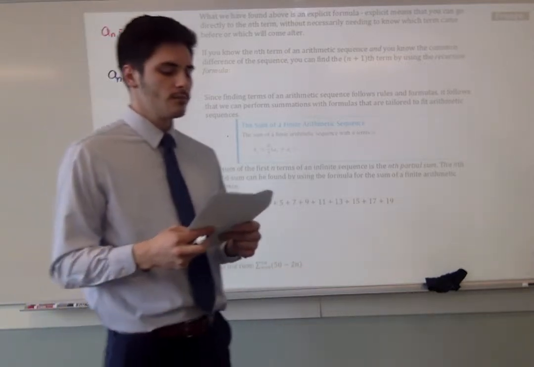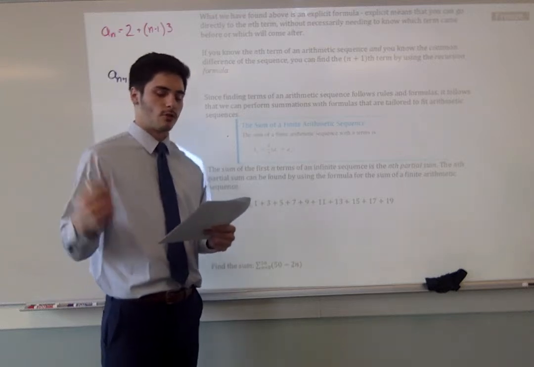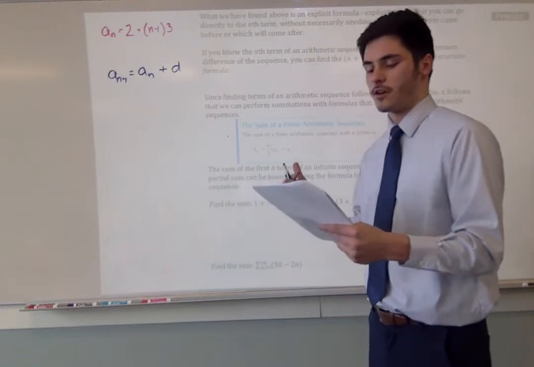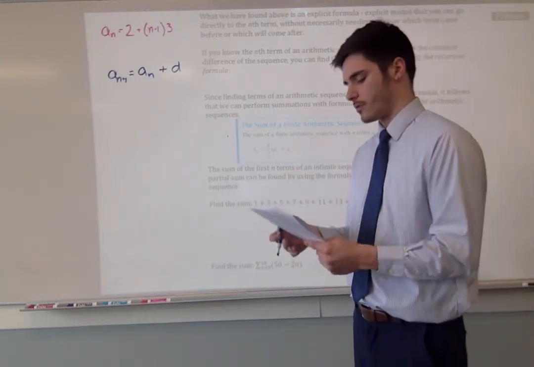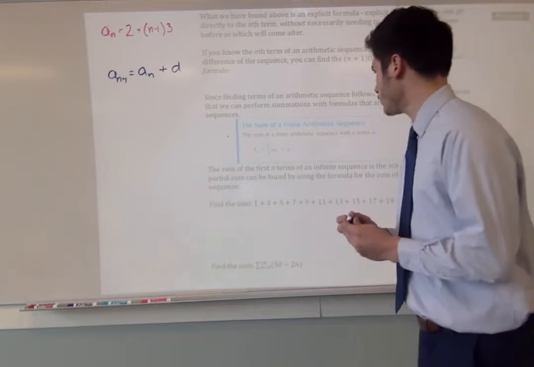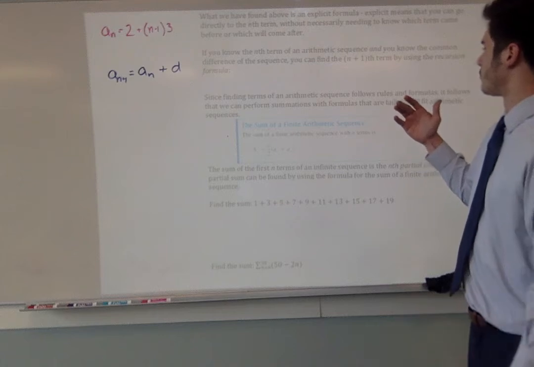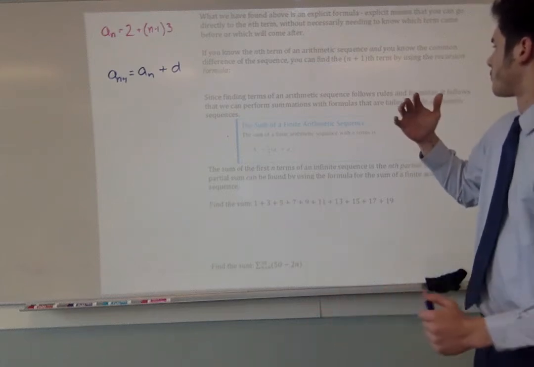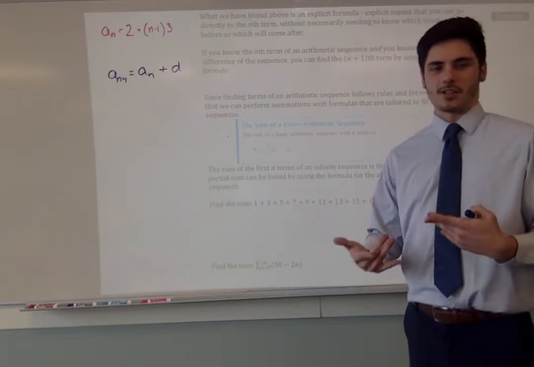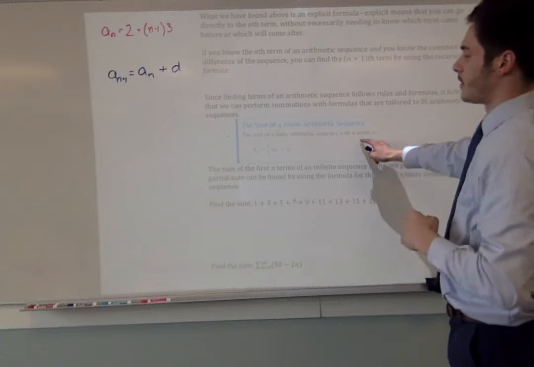Since finding terms of arithmetic sequences follows rules and formulas, it follows that we can perform summations with formulas that are tailored to fit arithmetic sequences. So what that means is that we can find the sum of these kind of sequences. So the way that we can do that is with this formula right here.